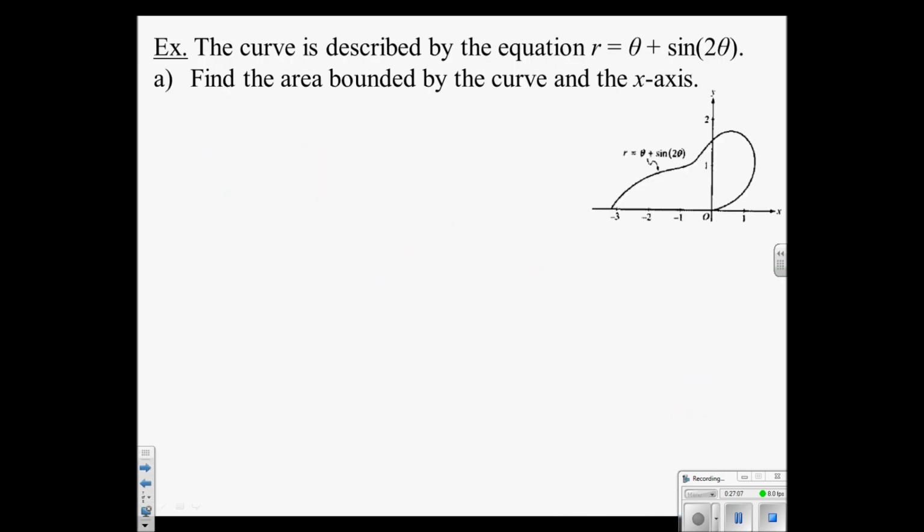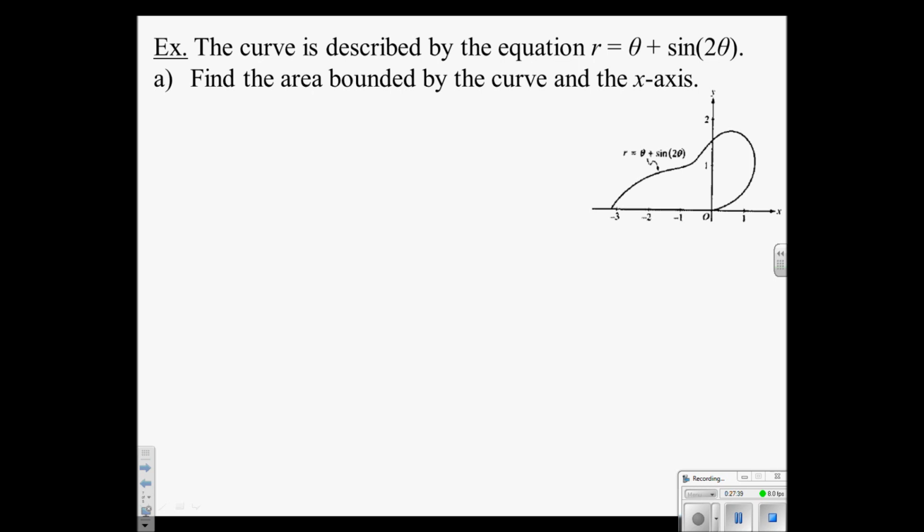So I want to take a minute and look at an example from a previous AP test. This has 4 parts to it, so we're going to do all 4 parts. For this problem, the curve is described by the equation r equals theta plus sine of 2 theta. And we're asked a number of different things. Notice we are given the graph of the equation. And so for part A, we're asked to find the area bounded by the curve and the x-axis.